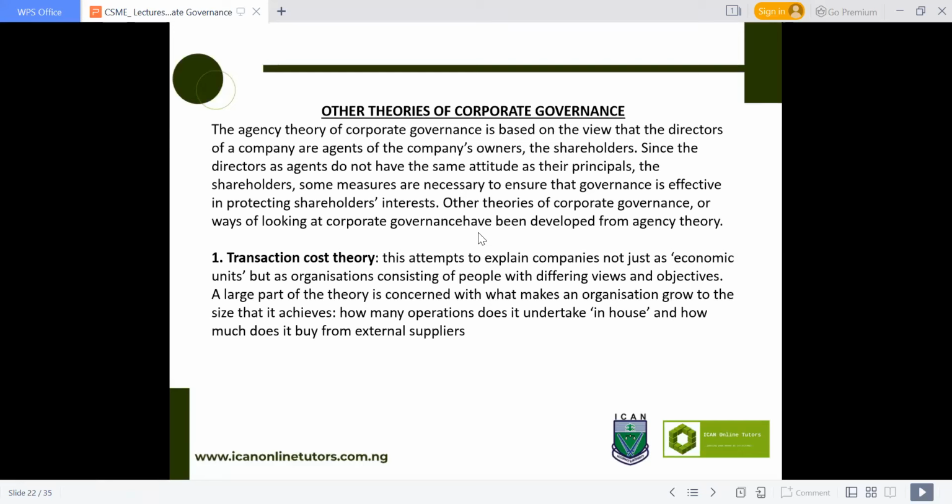It's not just a single individual, but it comprises people with different views and objectives. It's not just an economic unit where you are the one doing everything. There is no division of labor. No, a company consists of people with different views. Everybody comes from a different area, and the way you see things is different from the way another individual will see that particular situation.